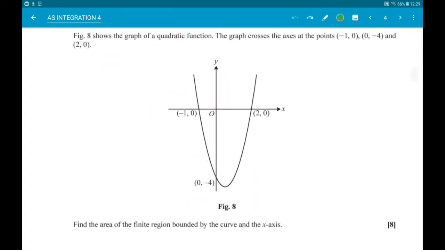Okay then, number 3. So this time we have a quadratic which cuts the axes at minus 1, 0, 0, minus 4, and 2, 0. And we want to find the area of the finite region between the curve and the x-axis. So that is, that region in there. So what do we need to do? We need to integrate the curve between the limits. But there's a problem, we don't know the equation of the curve. So we need to find that first.